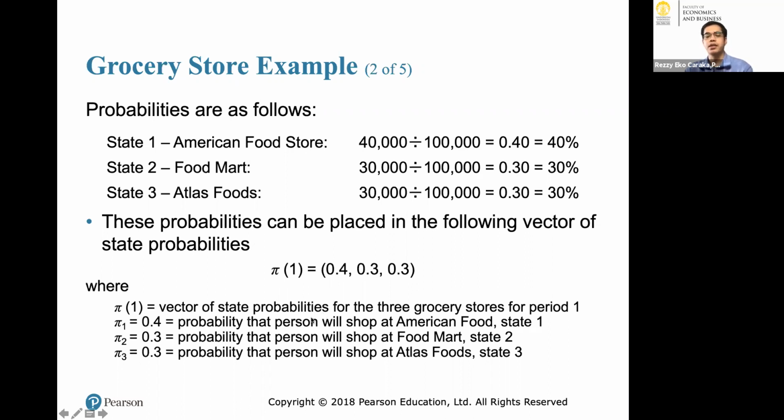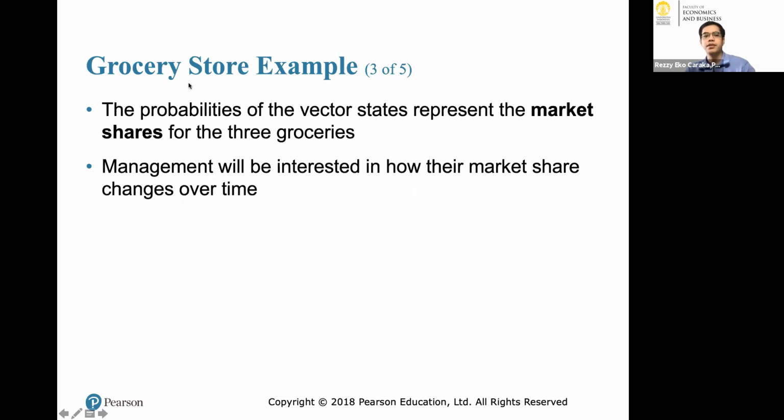0.4 refers to the probability that a person will shop at the American food store from step 1 until step 3. So later, if you have maybe 10 or thousands of steps, you can measure every probability or every condition in every state space. The probabilities of the state factors represent the market shares, and it depends on the independent variable. So later if you have homework, the conditions or state space depend on your dependent variable.